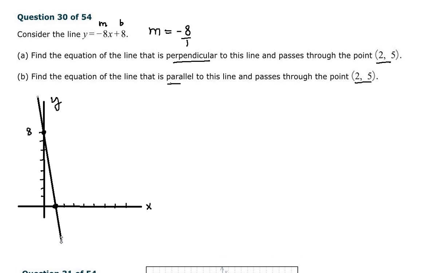And then we have a given point, (2, 5). Both those lines go through that point (2, 5). So 2 to the right and 1, 2, 3, 4, 5 up. About right there is the point (2, 5).